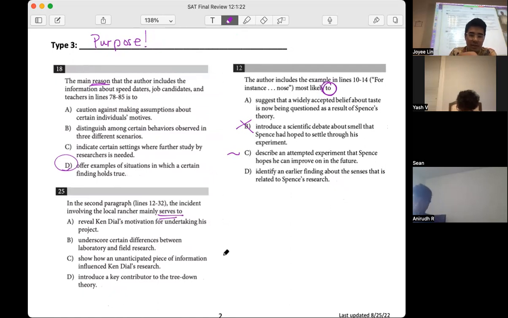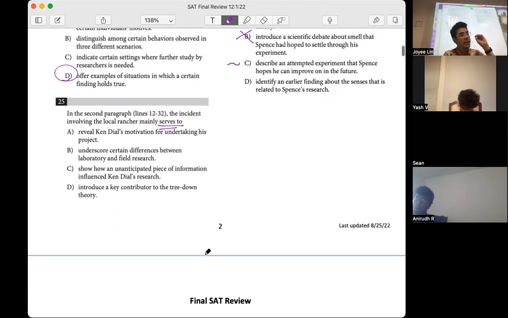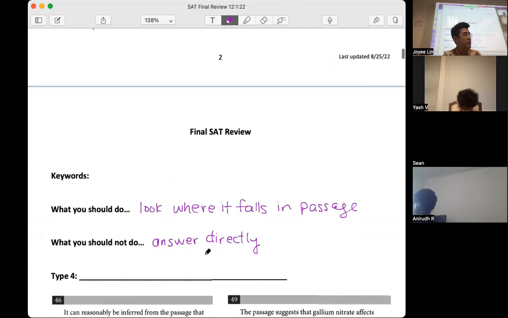and then 25 we can't answer without the passage. But just remember that these types of questions, you're going to get it wrong if you answer directly from what it's saying.